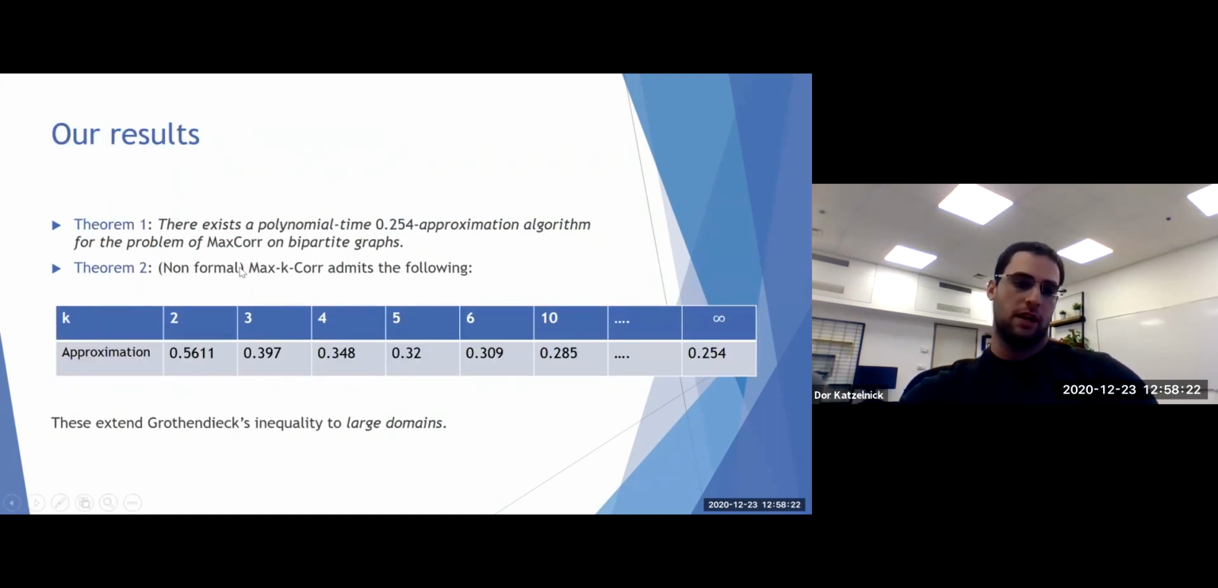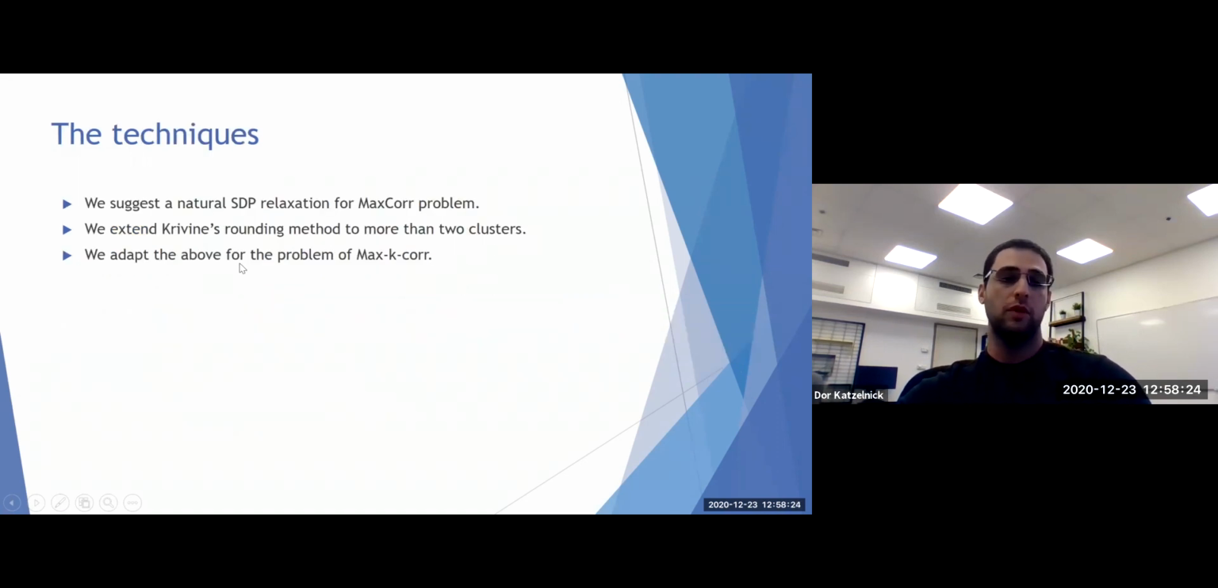So these are the results. And the techniques that we use are the following. The first thing to do is we suggest a natural semi-definite relaxation for max score. And then we show how we can extend Charikar's rounding method to allow more than 2 clusters in the output. And we also show how we can adapt this relaxation and rounding technique for the problem of max k-core.